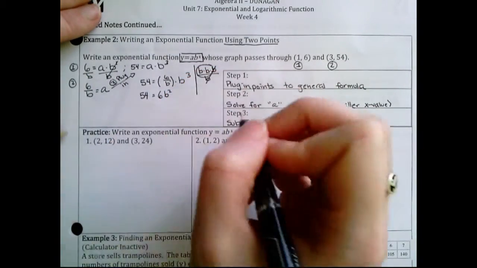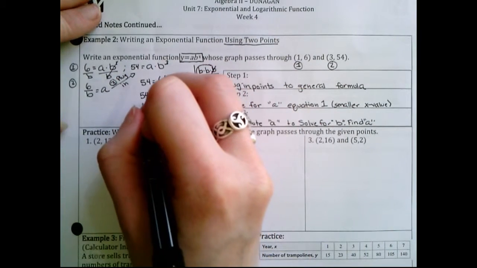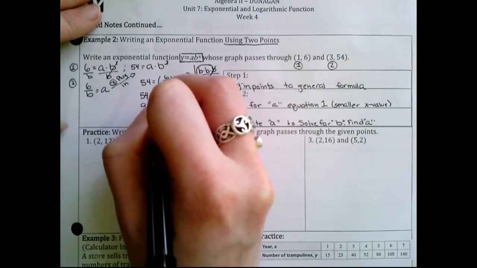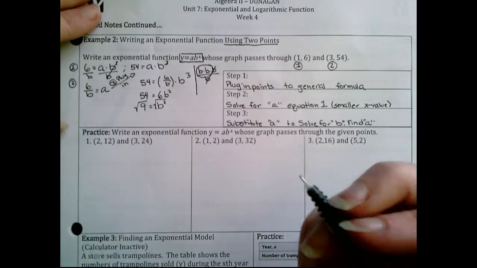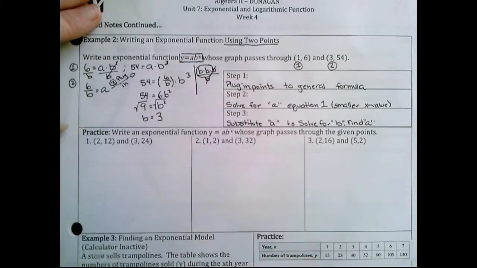Last solving steps, I would divide by 6. So I'm going to end up with 9 is equal to b squared. Then you're taking that square root on both sides. By doing that, we'll end up with b is equal to 3.